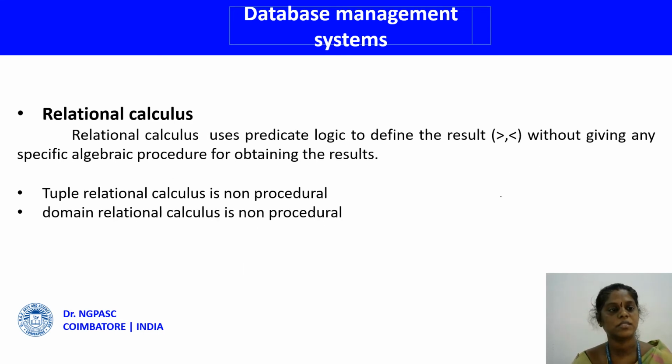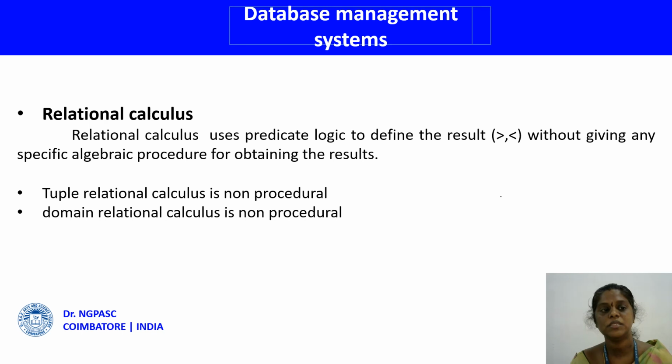And next one is relational calculus. Relational calculus uses predicate logic to define the result without giving any specific algebraic procedure. Predicate logic means things like greater than or less than, the conditions and rules that are to be defined for the result, without giving any algebraic procedure. So we are not giving a procedure, but we are using logic, like predicate logic, and all this is applied to the tables to get the results. So this is your relational calculus. These are the terms used in your relational query languages.